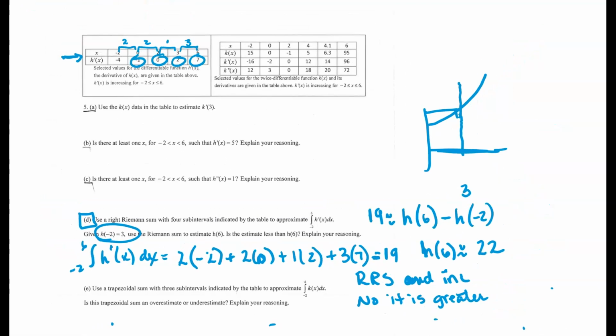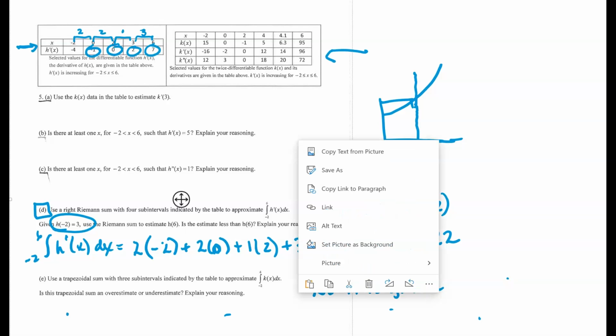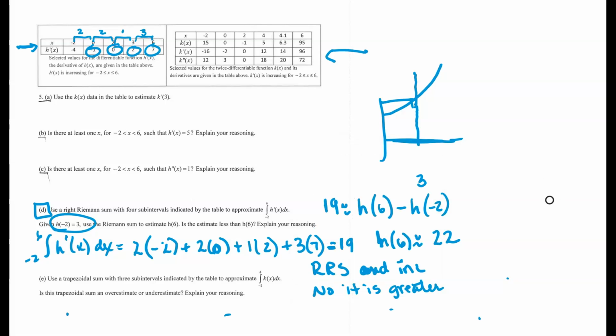Next problem, use a trapezoidal sum with 3 subintervals indicated by the table. And now we're going to go to k of x over here. And we are going to use this first row because we are approximating the integral of k of x from -2 to 4. And hallelujah, would you look at this? These are all 2's. So remember, these are the heights of your trapezoid, because it fell over and it's laying down, so it looks like a width. And then all of these values are the heights.